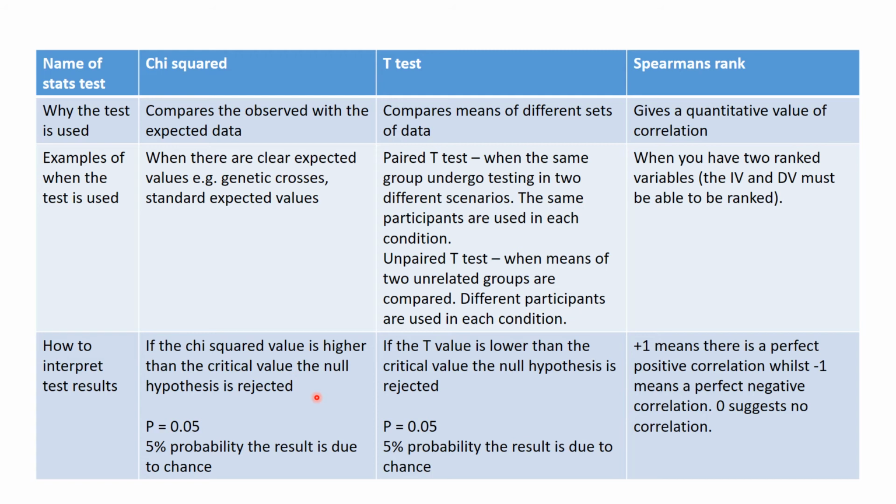For the t-test, this compares means of different sets of data. Let's go through paired and unpaired, and this might make it more clear. So in a paired t-test, it's where the same group undergo testing in two different conditions. In an unpaired t-test, it's where two unrelated groups are compared. So the same people aren't taking the same test. It's different people in different groups. Obviously, you don't necessarily have to use people or participants. It could be other discrete categories.